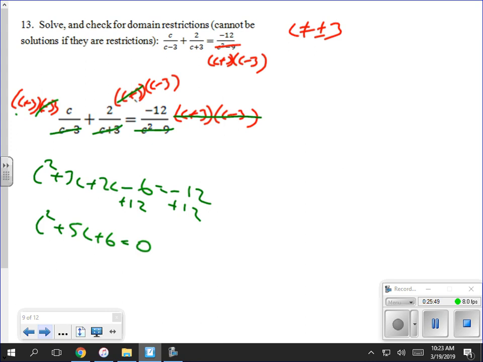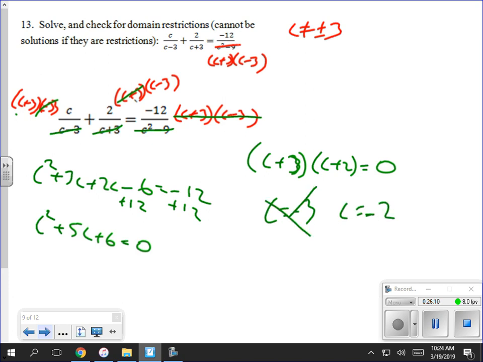Two numbers that multiply to give me 6 and add to give me 5. c plus 3, c plus 2. 2 plus 3 is 5, 2 times 3 is 6. c equals negative 3, c equals negative 2. Negative 3 is no bueno. Negative 2 is my answer.